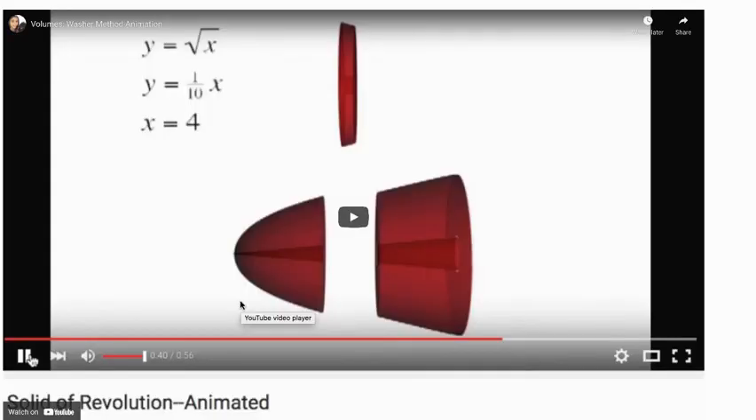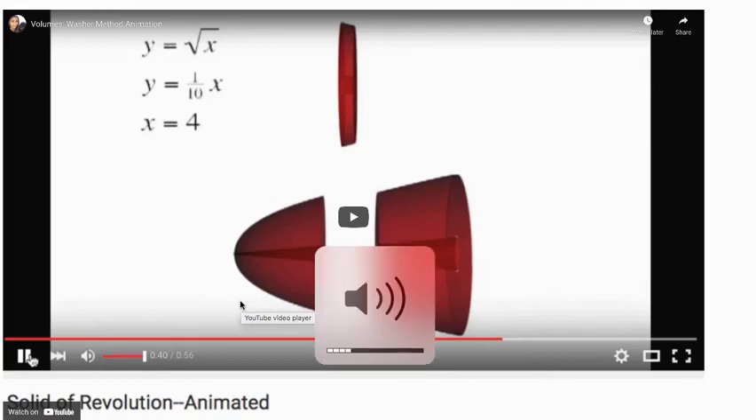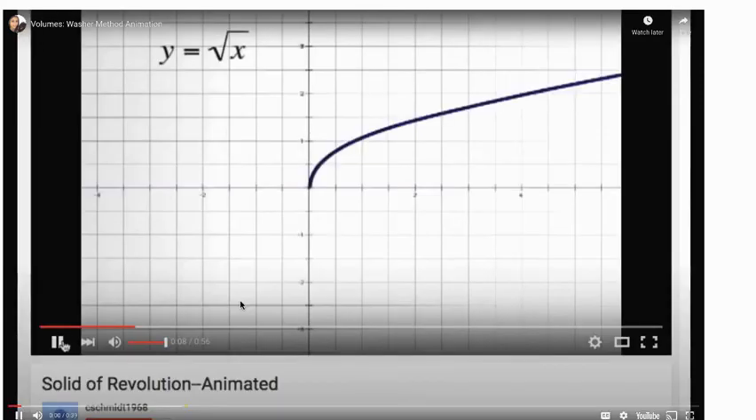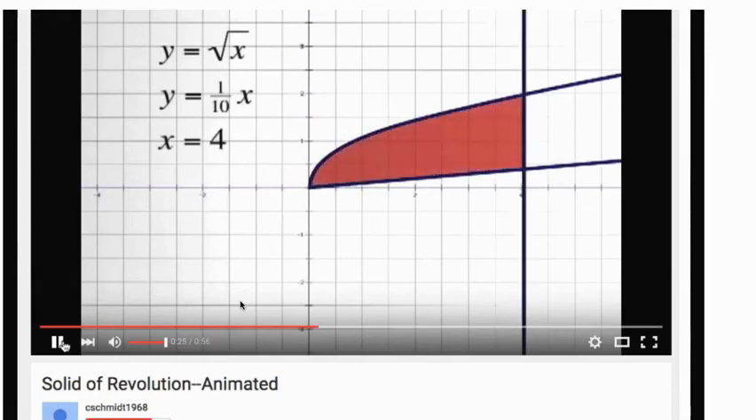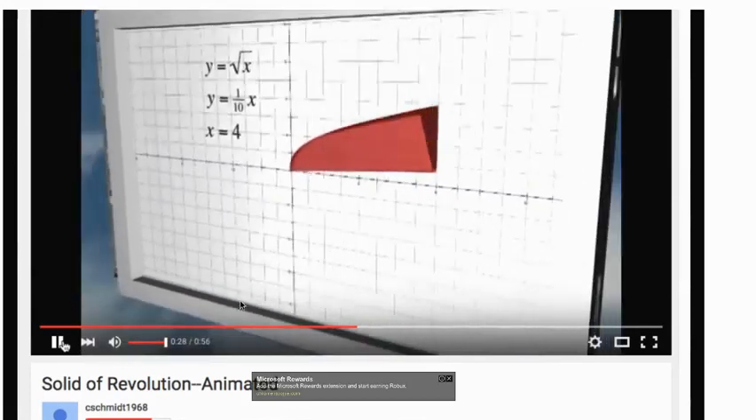So let's go take a look here at a visual that I got off of YouTube. So let's turn the volume through it. What we've got is the function y equals the square root of x, and a line y equals 1/10, also bounded by x equals 4. I've shaded in the red region. We revolve around the axis. You can see three-dimensionally that that's going to make a solid that's got a hole drilled out of it.